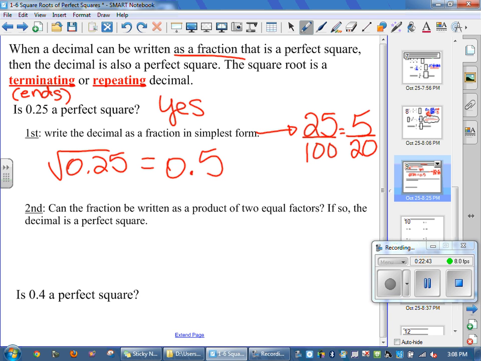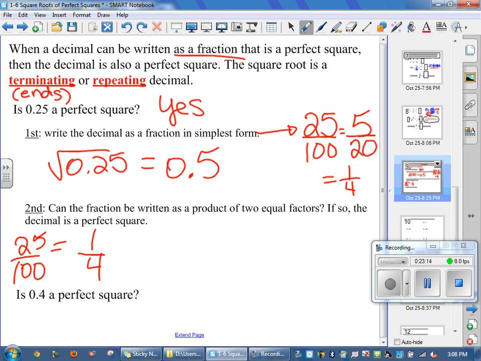Okay? Pardon me, this one was wrong. It gives us 0.25 gives us 0.9. No, that was right. There we go. That was right. Okay, so it says, can the fraction be written as a product of two equal factors? Well, that's 1 over 4. That is my 25 over 100 gives me 1 over 4. That's what it's telling me, 1 over 4.